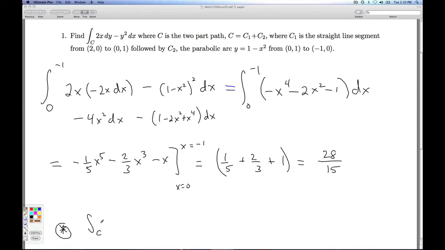So what's our final answer? The integral over C of this work integral: I'm just going to add what I had before. So I had 8/3 before, 28/15 now. That's going to give me 68/15. And that's the grand final answer. So that'll do it for Checkpoint Quiz 20.